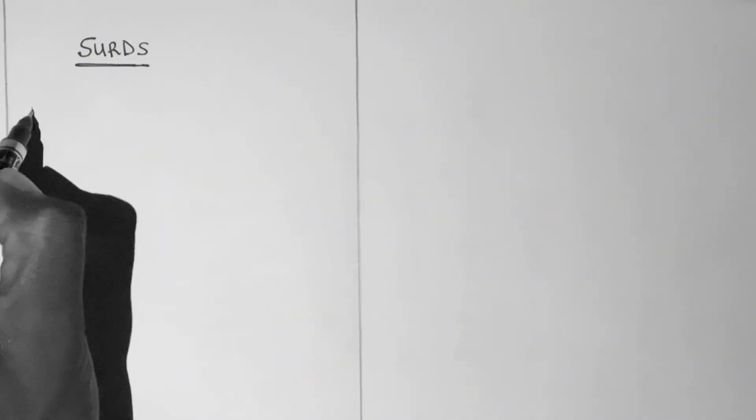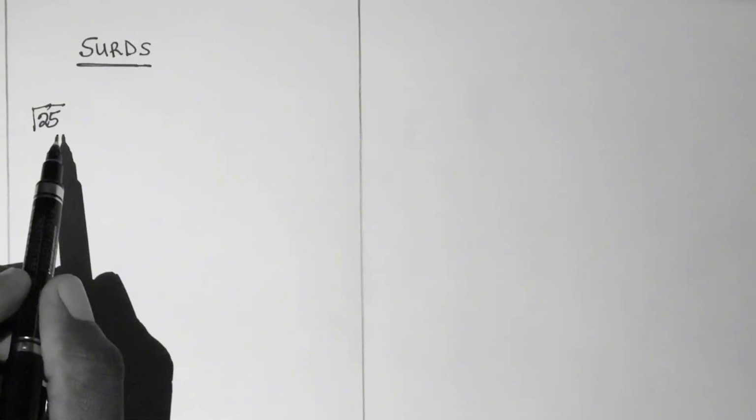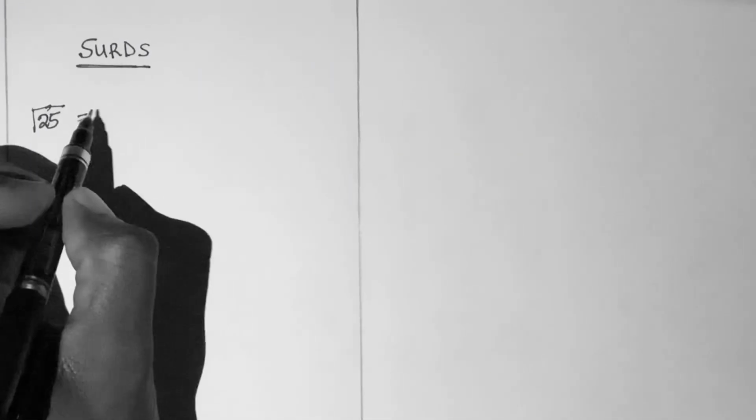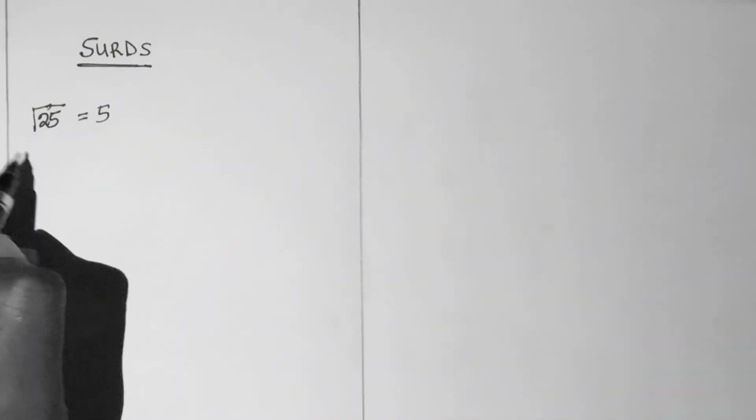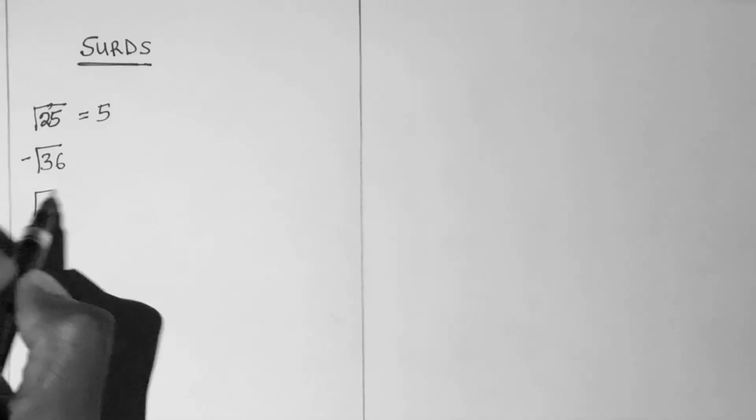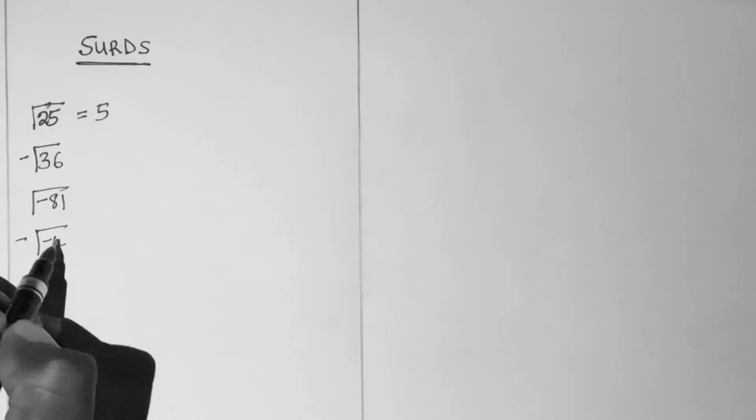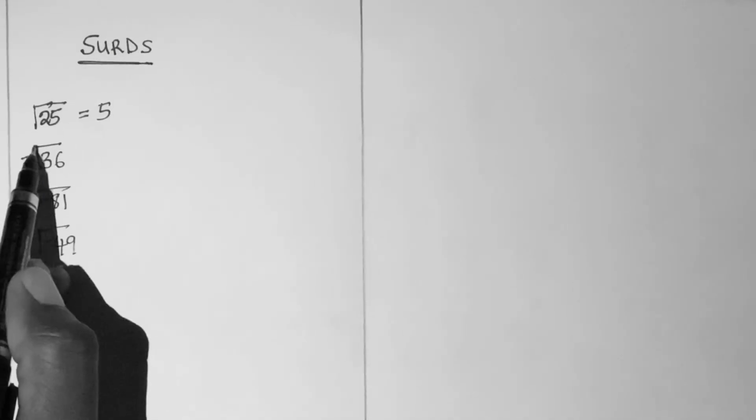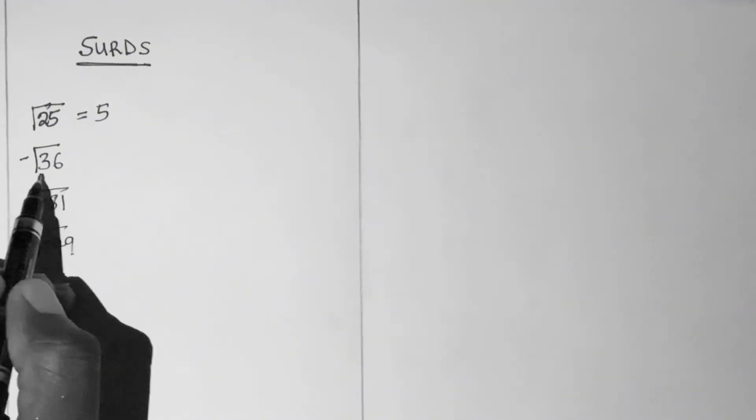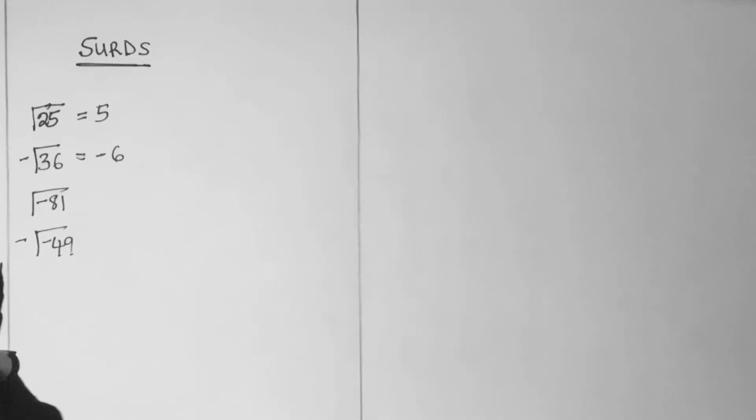So, let's assume you are given square root of 25. What is the square root of 25? You see that 5 times 5 is 25, and therefore the square root of 25 is 5. Now, what if it was square root of 36? And then we're also given square root of minus 81, and then minus square root of minus 49. So square root of 36, you see that 6 times 6 is 36, and therefore this becomes 6.